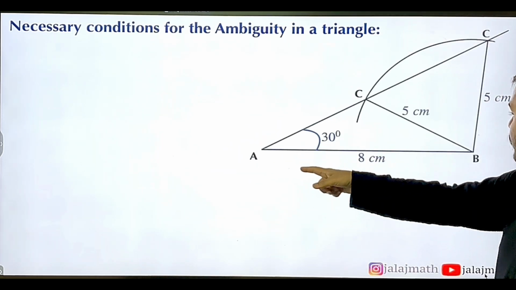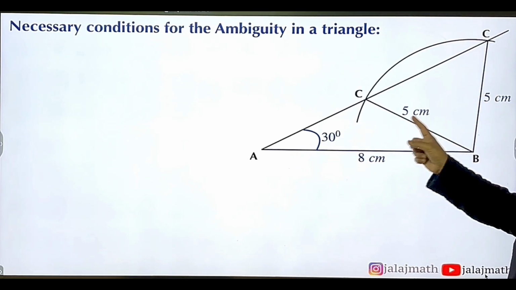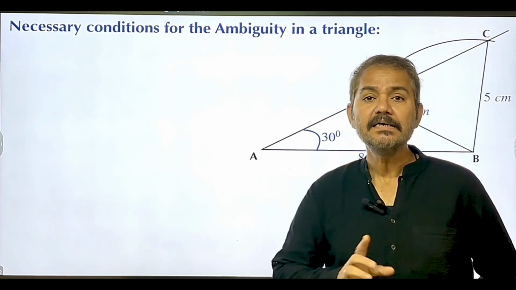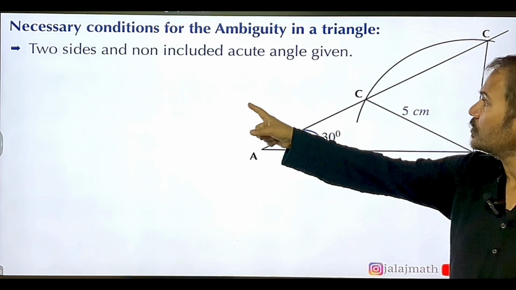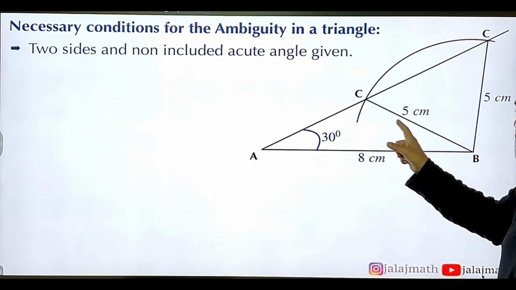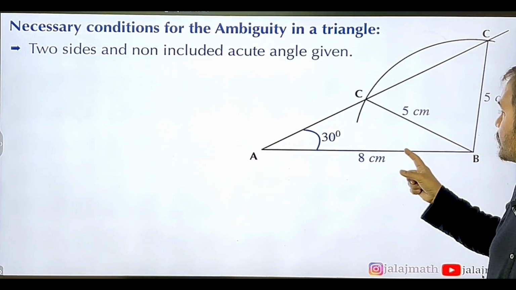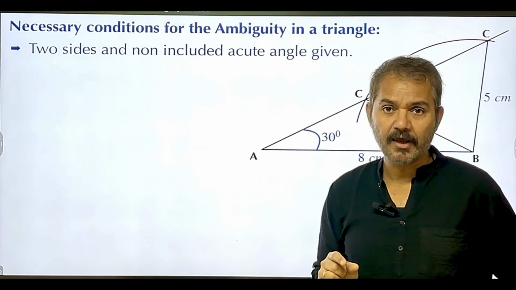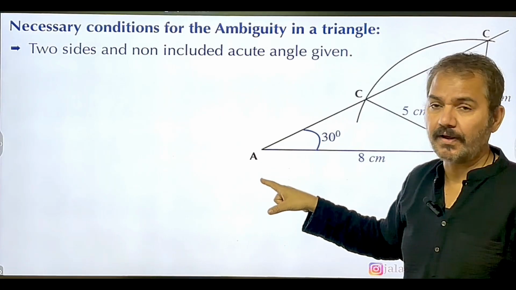So let's take a picture from the last example. This was triangle ABC with angle A given 30. This is 8 and this is 5. In a triangle, if you are given two sides and a non-included acute angle, so two sides are given and this is the angle included between the sides, other than this, the other two angles are this one and this one, so a non-included angle should be given, and the given angle should be an acute angle, which is here 30 degree. It's an acute angle, right?